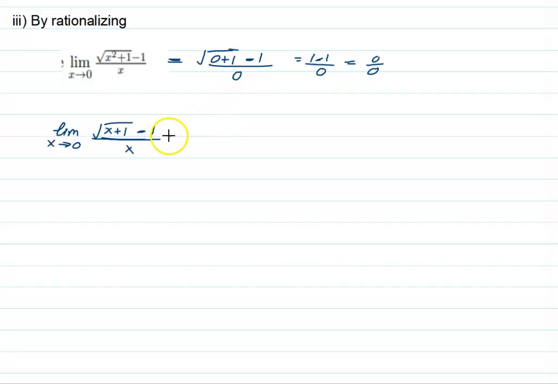To rationalize this expression, we just multiply the top and bottom with its conjugate, the conjugate of this radical expression. To find the conjugate, we just change the middle sign. It is negative, we change it to positive, and it becomes square root of x plus 1, plus 1. This is a very important technique, and generally we are going to see one of these kinds of problems in our AP Calculus exam. Now we just simplify it a little more.